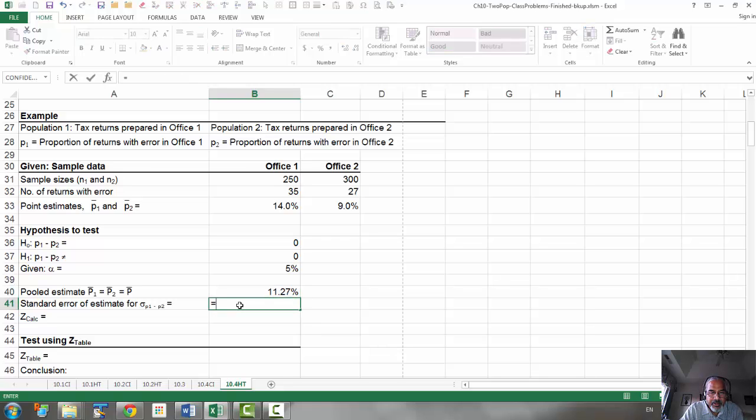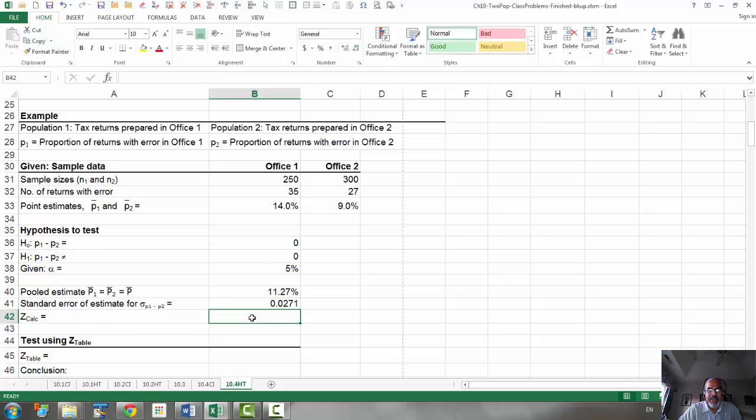Then the standard error is square root of, so we have P bar, the common pooled estimate, times 1 minus P bar, and then you multiply by 1 over n sub 1 plus 1 over n sub 2, one right bracket for that, then we need one more for the square root, and that is our standard error of estimate.